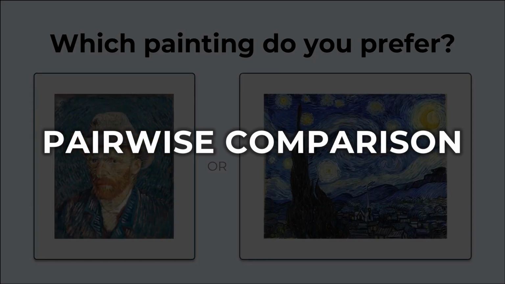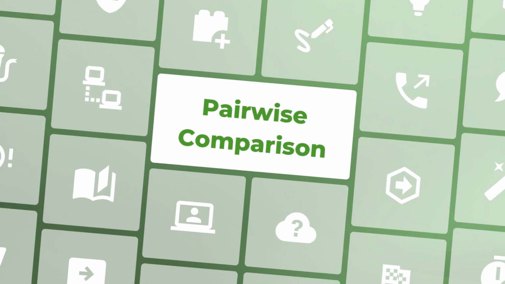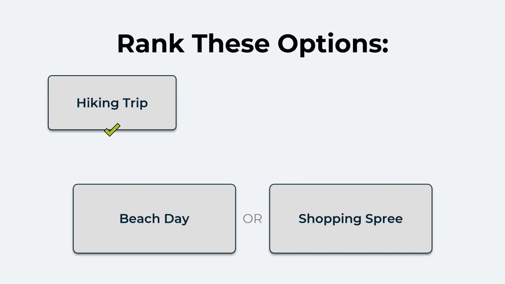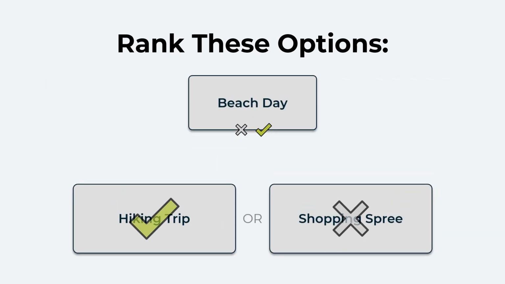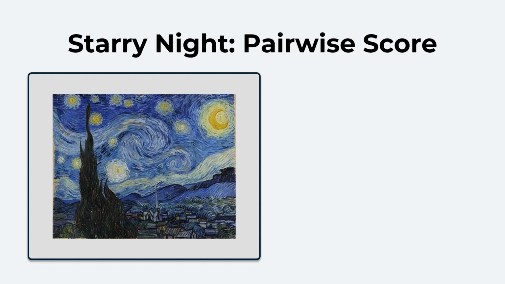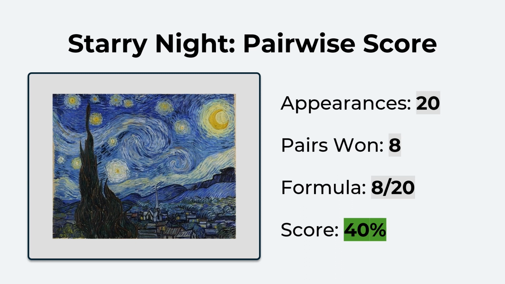This approach is called Pairwise Comparison, and it's one of the most popular research methods that most people have never heard of. The way pairwise comparison works is pretty simple. Give each person a series of pairs to vote on, and then calculate the percentage of pairs that an option won. For example, if Starry Night was shown in 20 pairs and it won 8 times, its score would be 8 divided by 20, which is 40%.